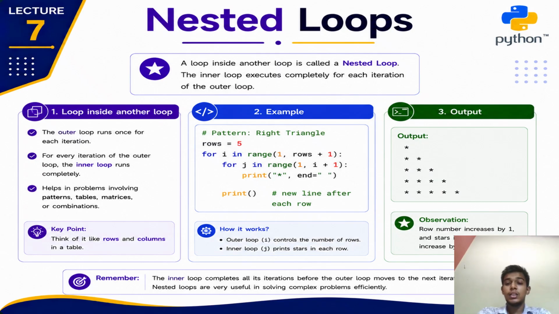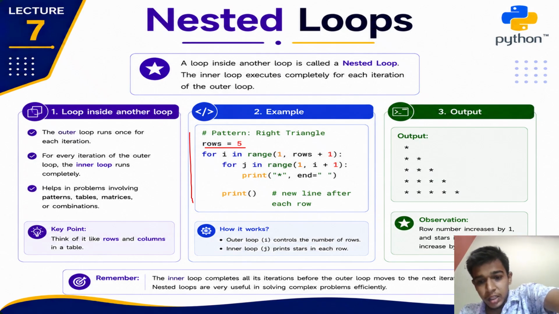Now let's understand this program. You can see the program. So rows equals 5, then the outer loop, inner loop, print statement, and the last print statement. First we create a variable called rows and set its value to 5. Now the outer loop is for i in range(1, rows + 1). This loop runs 5 times, so it controls the number of rows. Inside it, we have another loop. This is the inner loop.